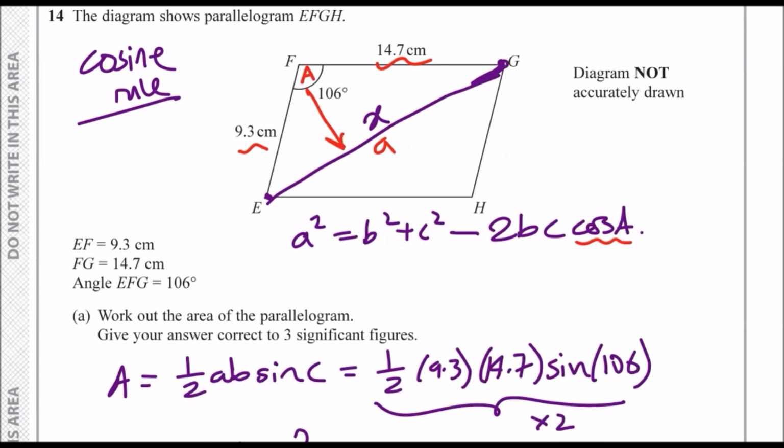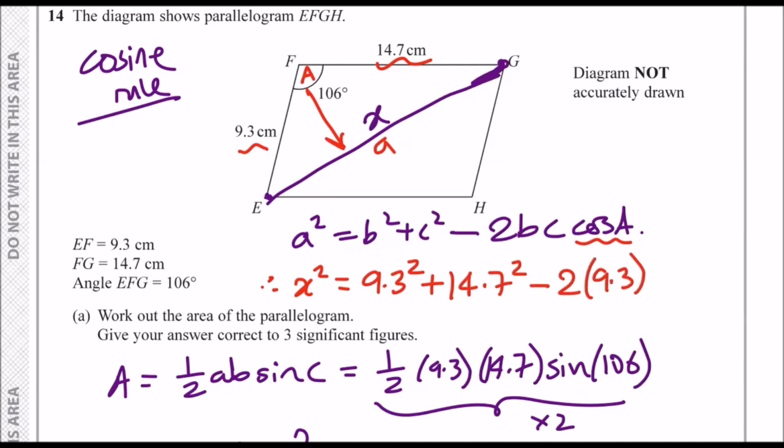So all you need to do now is just sub everything back in, guys. So we should have x squared equals 9.3 squared plus 14.7 squared minus 2bc times cos 106. Yeah, so all of this is connected, yeah?